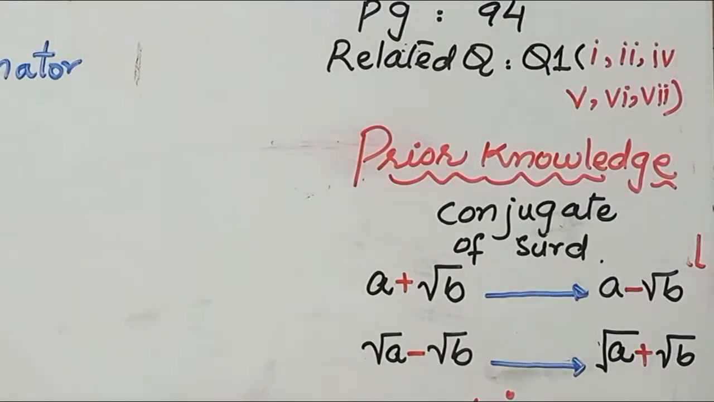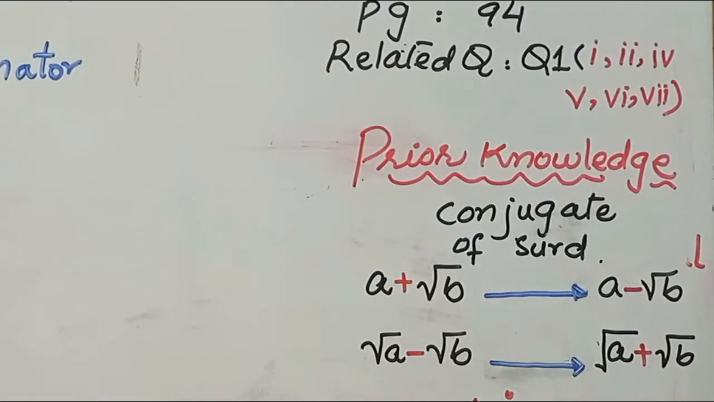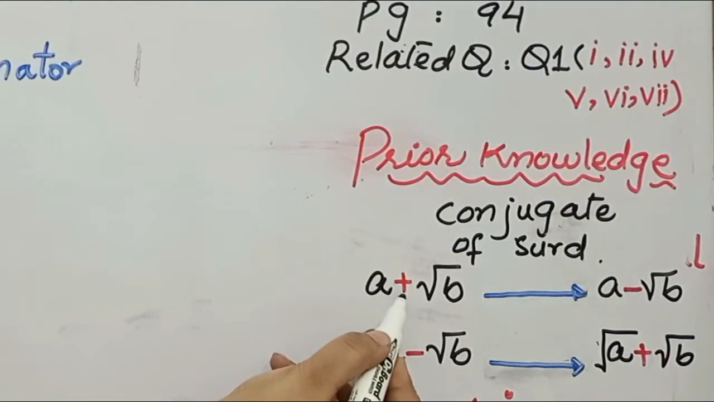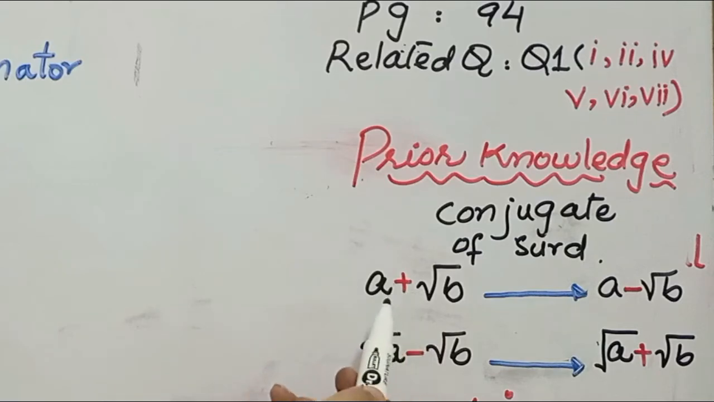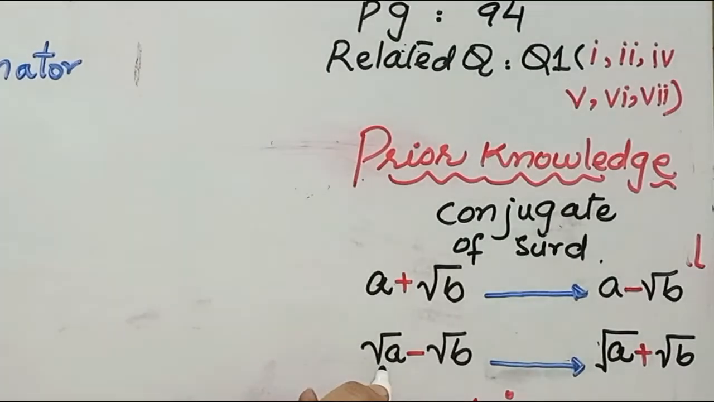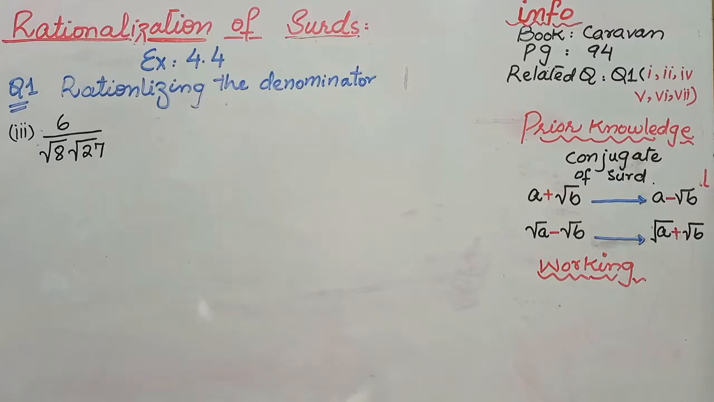Prior knowledge that is important in our exercise 4.4 is: what is the conjugate of a surd. If we have two binomial surds of second order, then we change the sign in between the two terms. So a plus under root b, its conjugate will be a minus under root b. If we have under root a minus under root b, then its conjugate will be under root a plus under root b. We will do working over here.